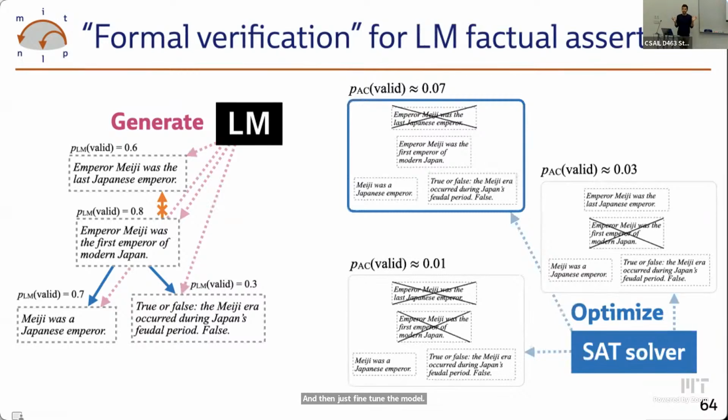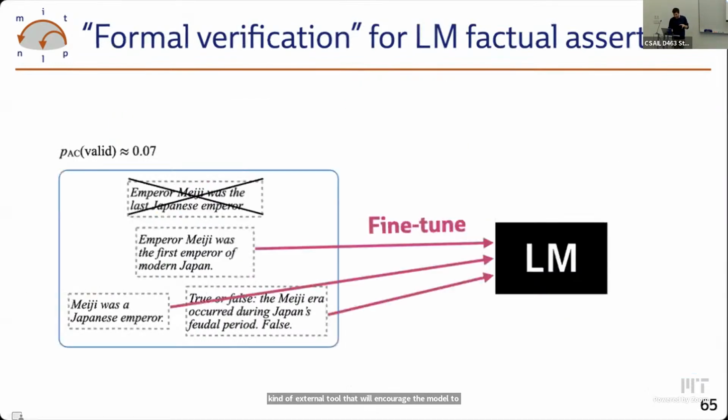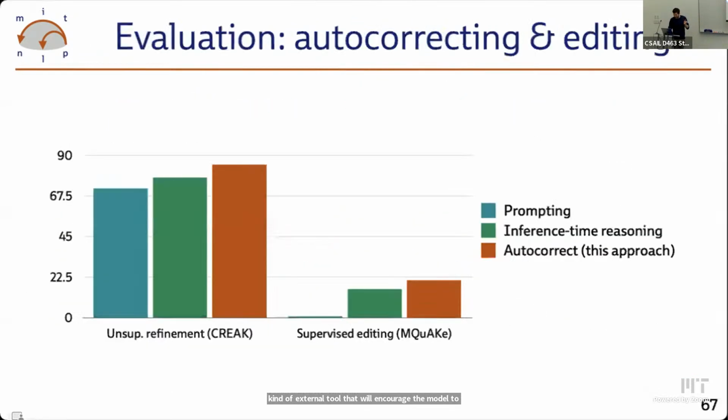What we've done is automatically generated supervision, without needing any kind of external tool, that will encourage the model to be internally consistent. And then you just feed that back into the language model. It makes models much more truthful on a bunch of different data sets. You can use it both for unsupervised improvement and for supervised editing, if there's some fact that you want to change and have the logical consequences of that fact propagate everywhere downstream.